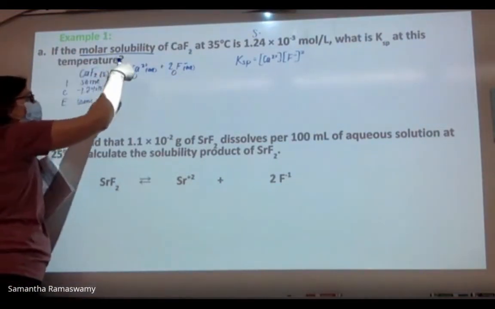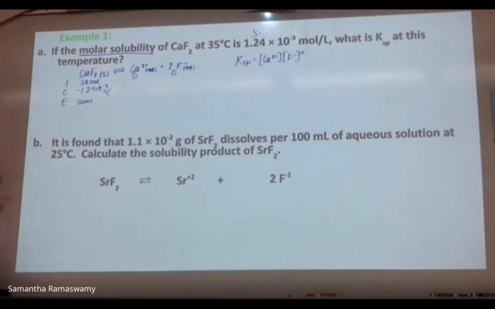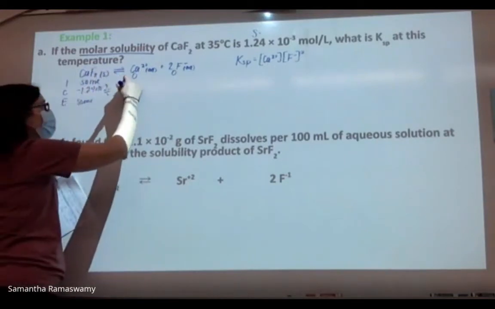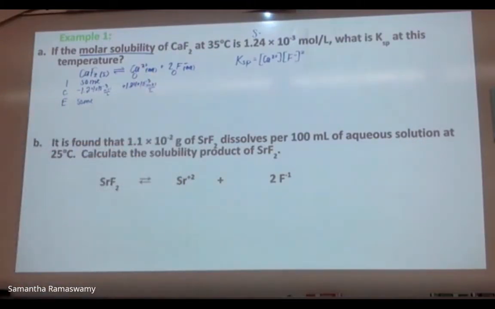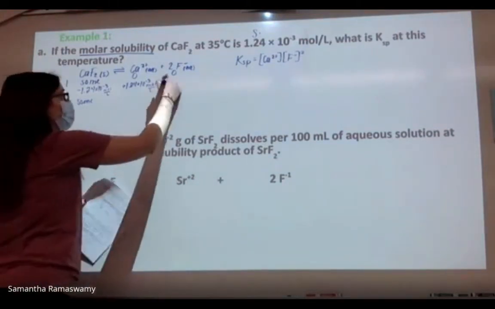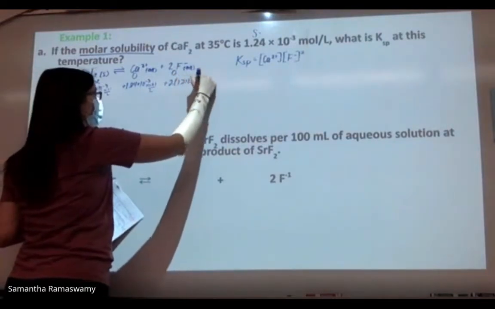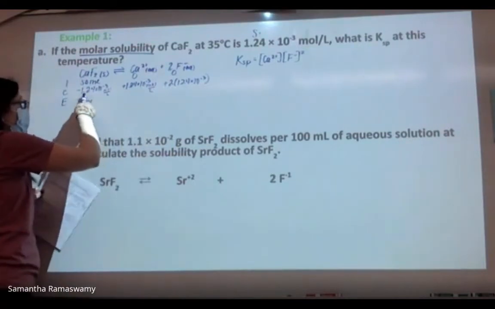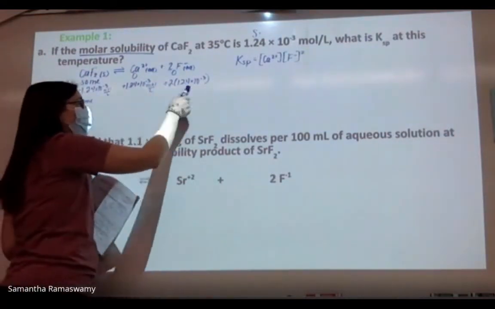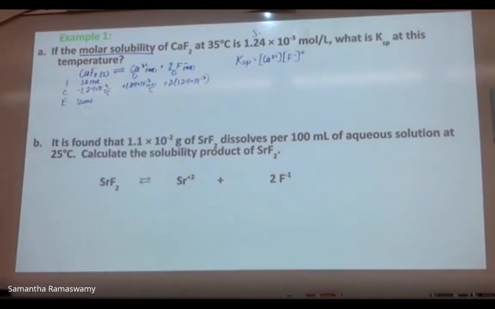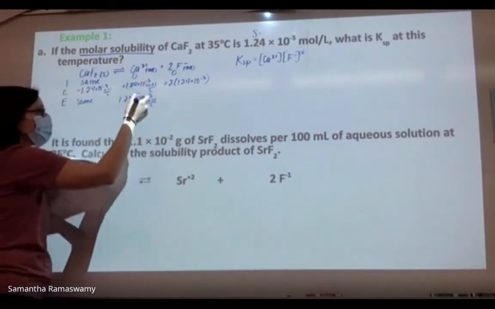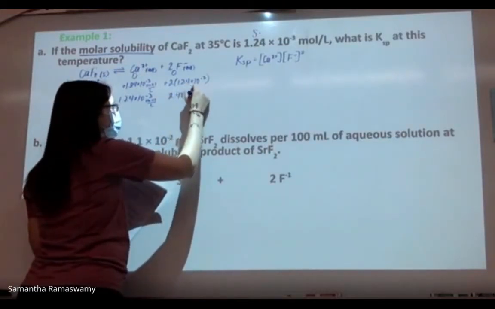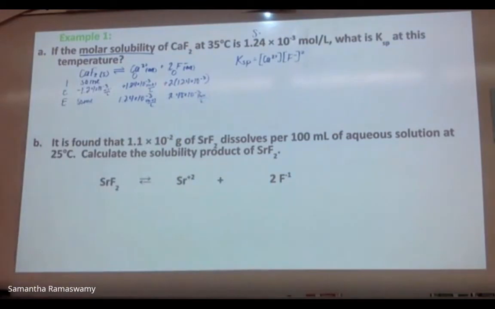So now, calcium fluoride to Ca2+ is 1 to 1. So if 1.24 times 10 to the negative third dissolved, that's how much Ca2+ we have. What's going to be different about F-? 2 times as much. You have to take into account the ratios. 1.24 times 10 to the negative third calcium fluoride dissolved. We expect 2 times that of the fluoride because of the ratio. So at equilibrium, we have 1.24 times 10 to the negative third moles per liter of Ca2+ and 2.48 times 10 to the negative third moles per liter of F-.